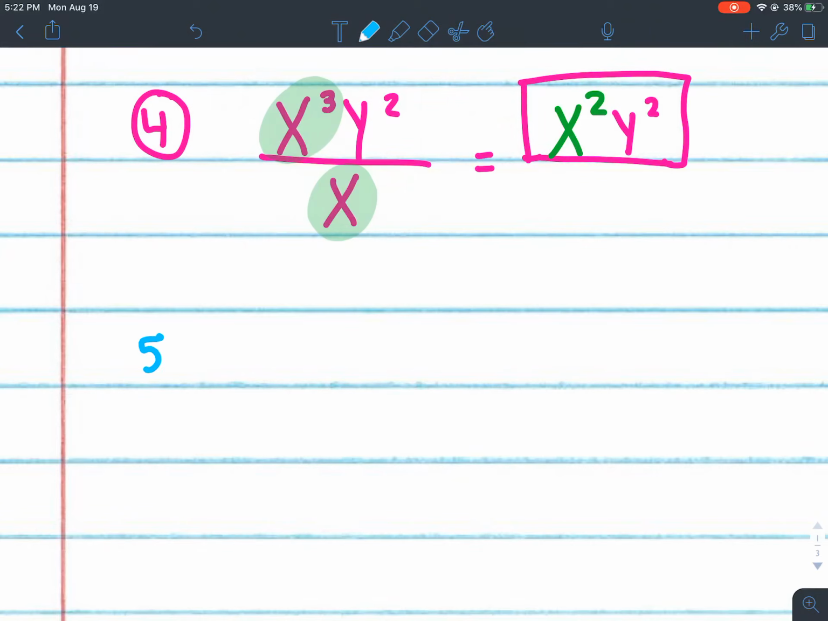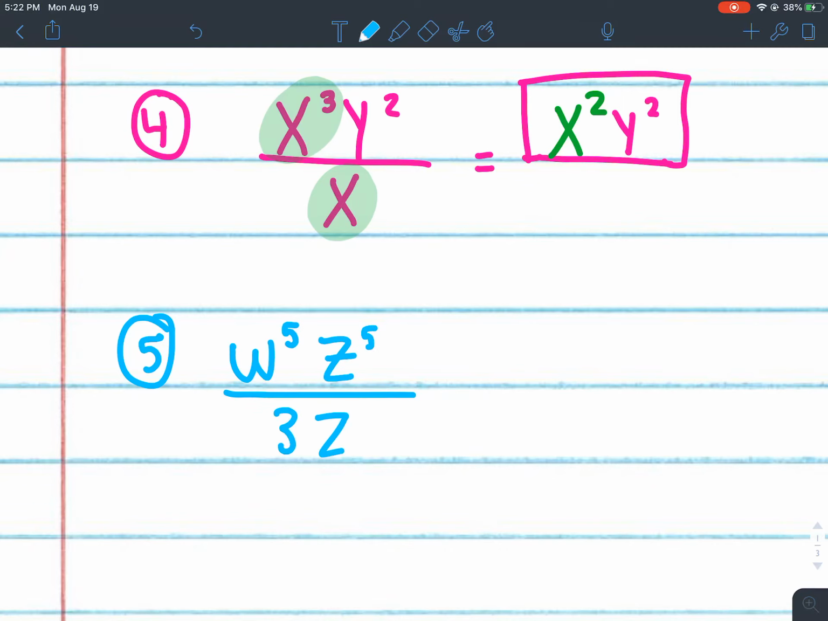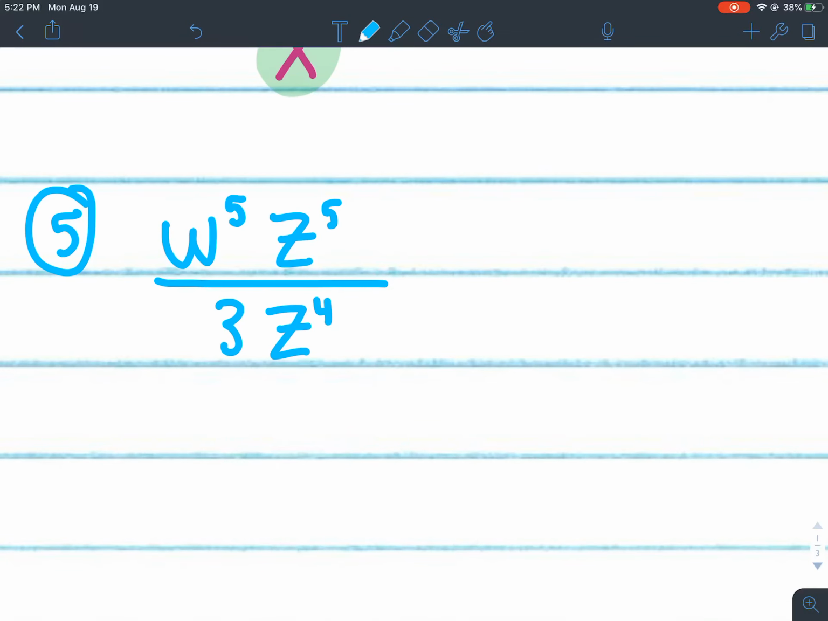Moving on to the 5th example. So we're building up a little bit more and more every time. So we have w to the 5th, z to the 5th, and then 3z to the 4th. So let's do this one. All right. So let's talk about our things, right? So your question might be, well, how do I know when I'm supposed to add? When am I supposed to subtract?